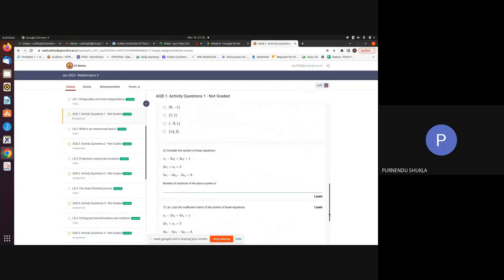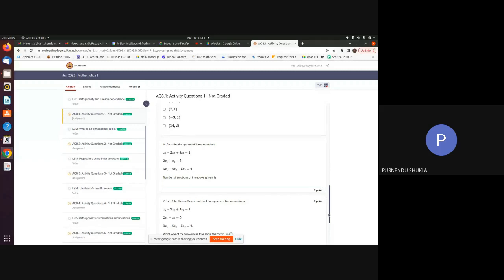The 6th one, sir. This is the number of solutions of the system. I can see that some of them are linearly dependent, but why is it 1 only? Why is it not 2?